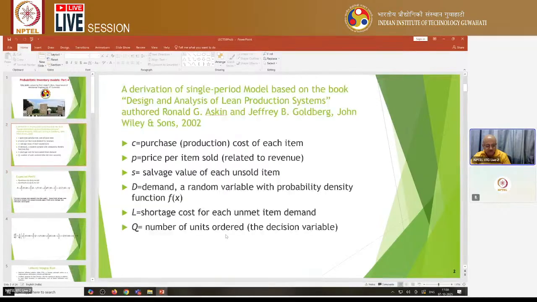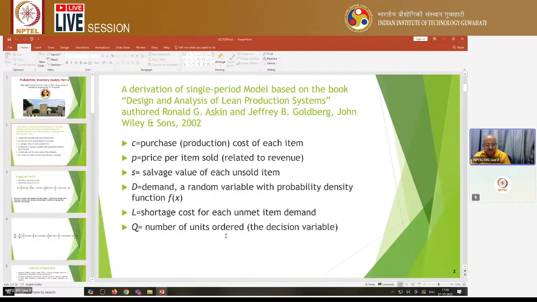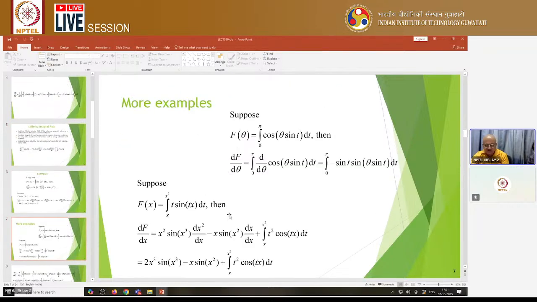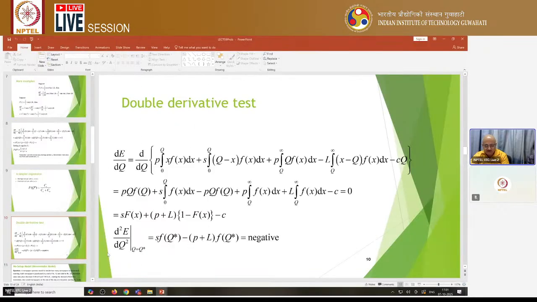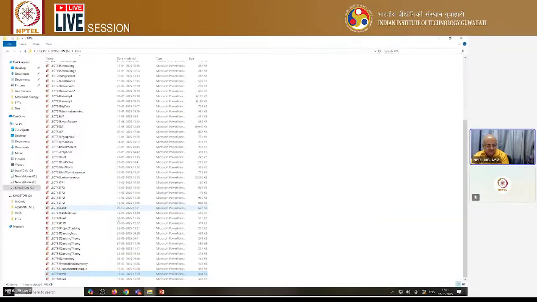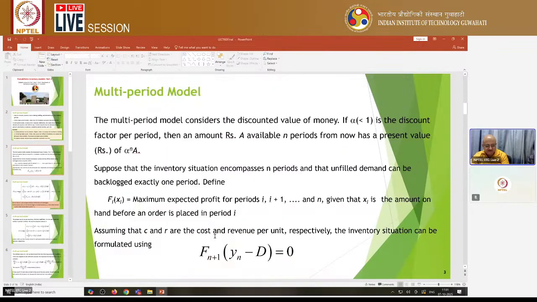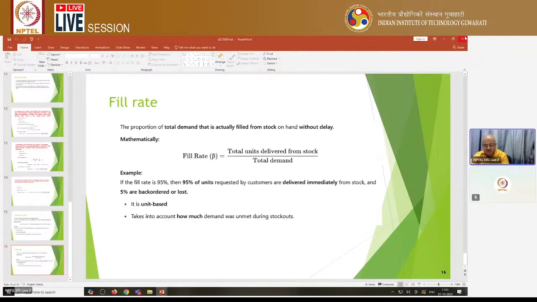Part 4. That means suppose everything is uncertain, that demand is not known with certainty, but the probability density function is known. Then what to do? So these types of things will be there. Some mathematics, basic things, is there. And finally we discussed the inventory model and assignment. Okay, now this is this much.